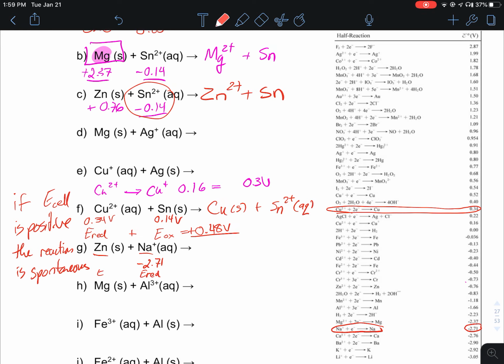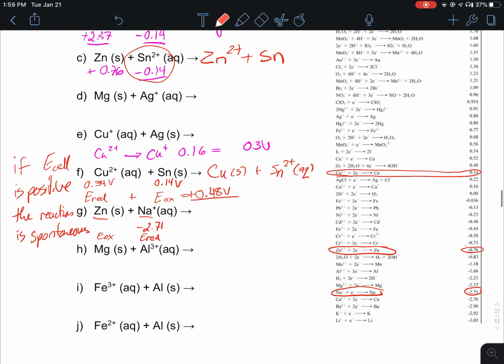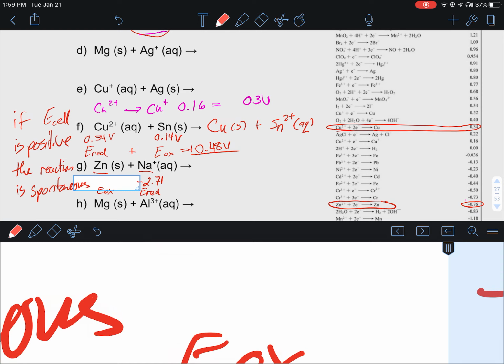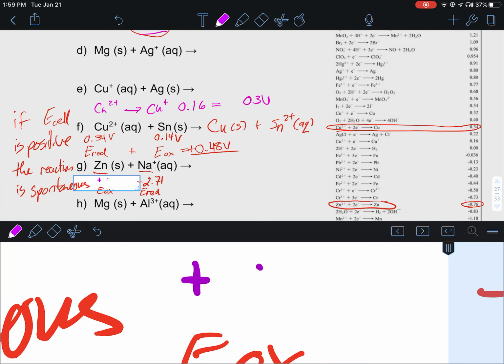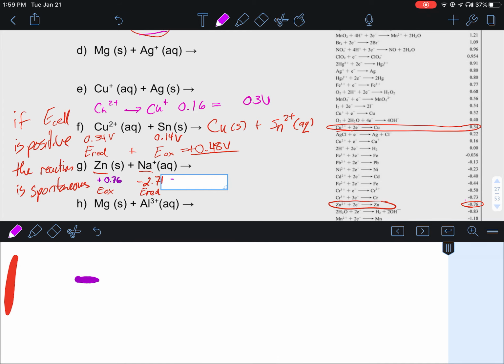So now I need an E ox if this is going to be a redox reaction for zinc. So I'm going to look around for a zinc here. Oh, here's zinc right there. And right now the reduction, right, this is E redox, is negative 0.76. So my potential energy for oxidation has to be positive 0.76. So is that reaction favorable?